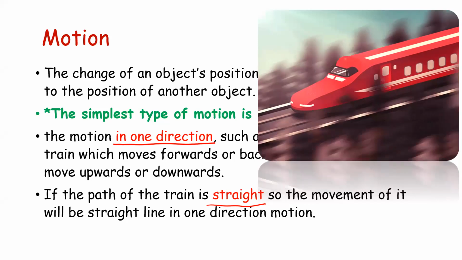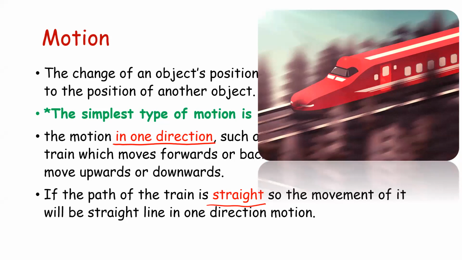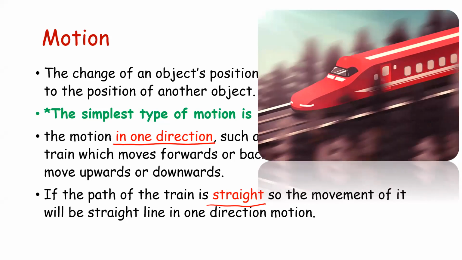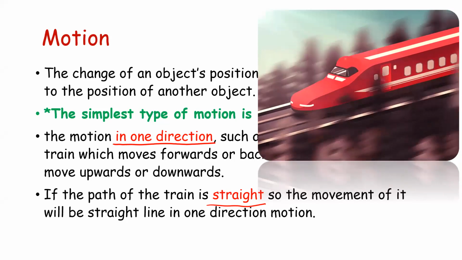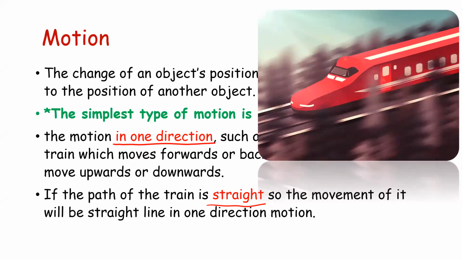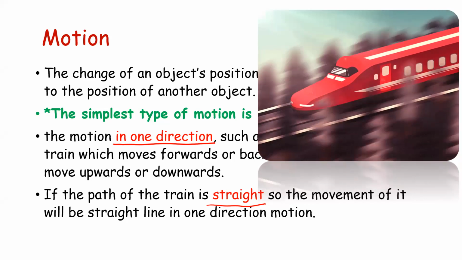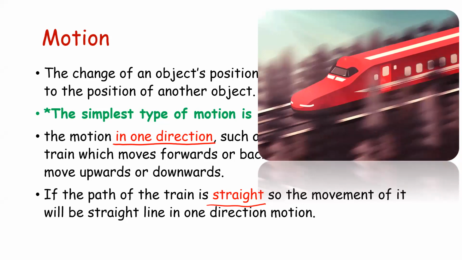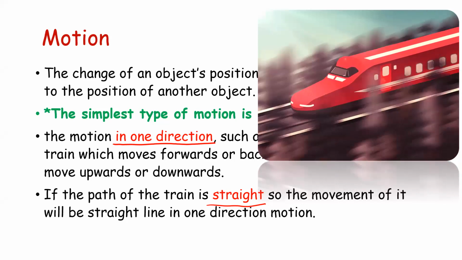Okay. And what is the other one? It's straight. The path of the train is straight, so the movement will be in a straight line in one direction. So again, what are the two conditions? In one direction and straight. Yes, it must be in one direction and straight, so I can say it is the simplest type of motion.